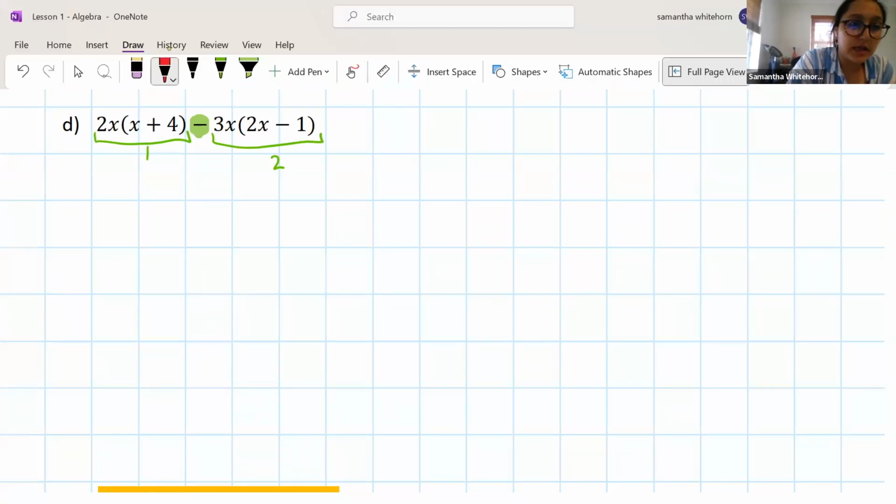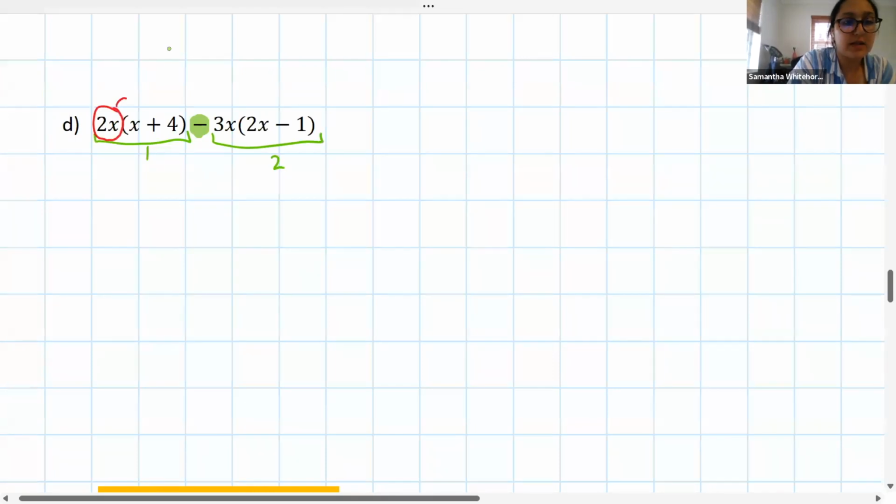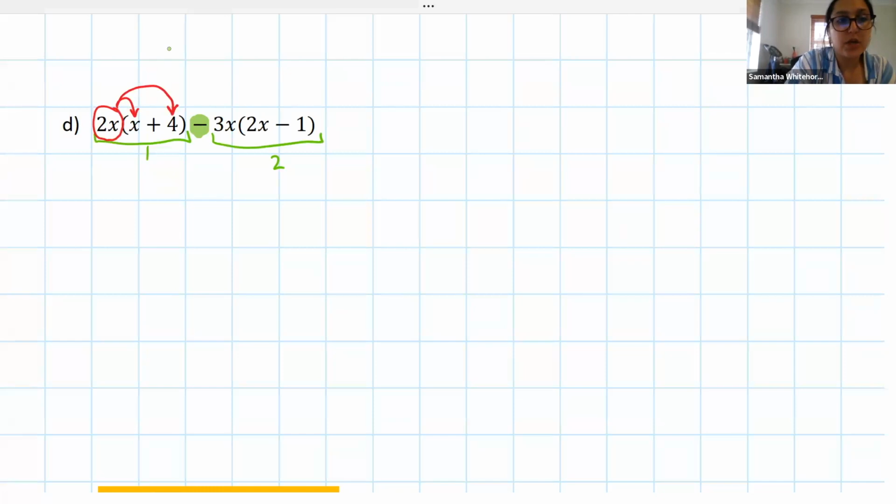So we are going to take from the first term, this 2x, and we're going to multiply it with the x, and we're going to multiply it with the 4. So 2x times x gives me 2x squared. Go back to your SNV. And 2x times positive 4 gives me positive 8x. Again, think back to SNV.